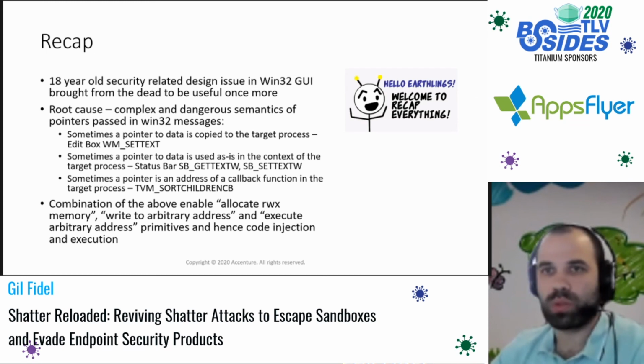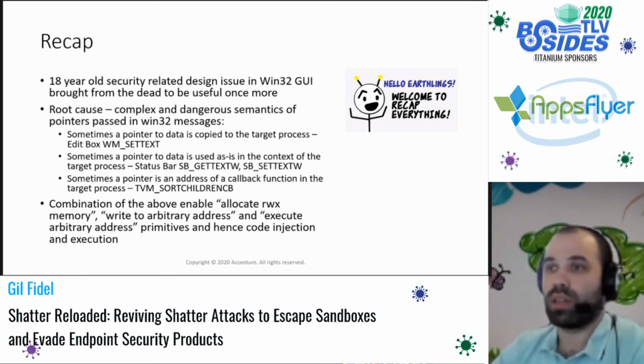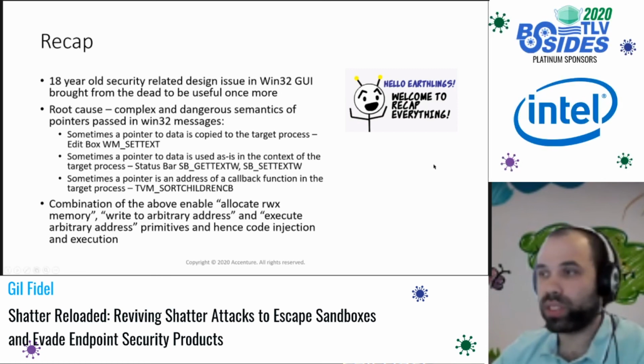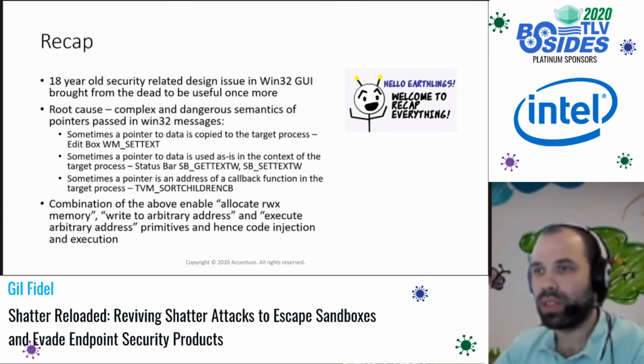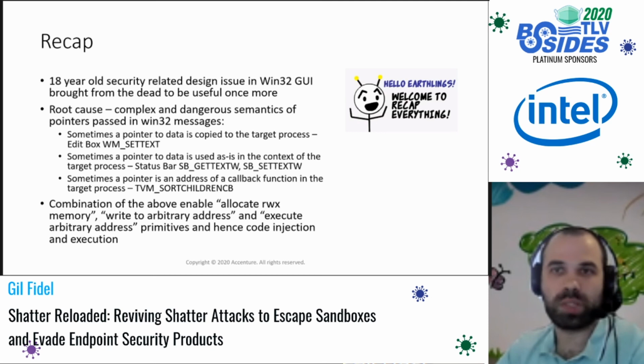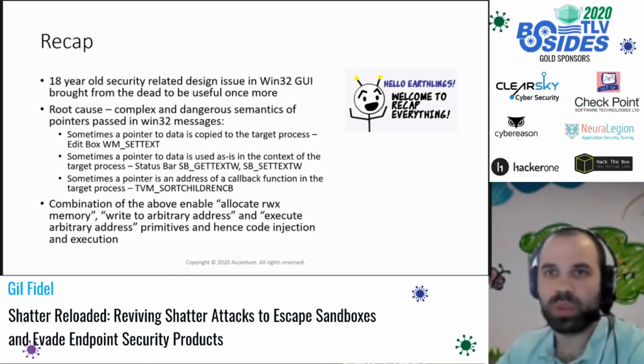So we could allocate read, write, execute memory using HeapCreate. We can write to an arbitrary address. We can copy code around from place to place, and we could execute a specific pointer we wanted, which is more than you actually need.